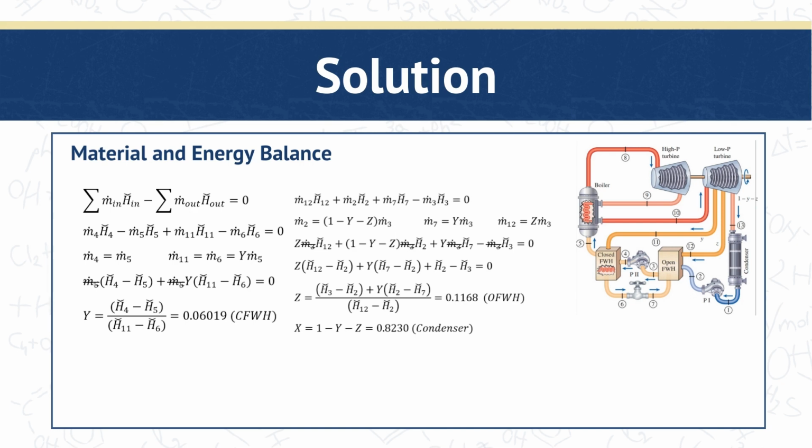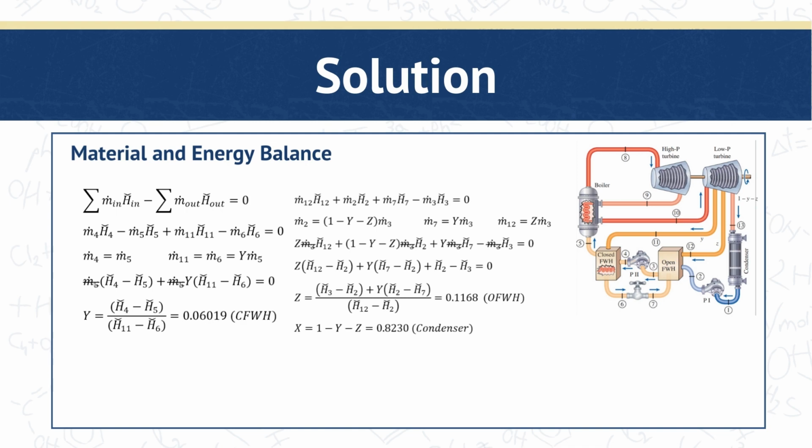And then from that we can calculate the values for the open feed water heater, and the streams are 12, 2, 7, and 3. So M2 is equal to 1 minus Y minus C, which is X, which is equal to the amount that we have obtained for the condenser. M7 is equal to Y, and M12 is equal to C.